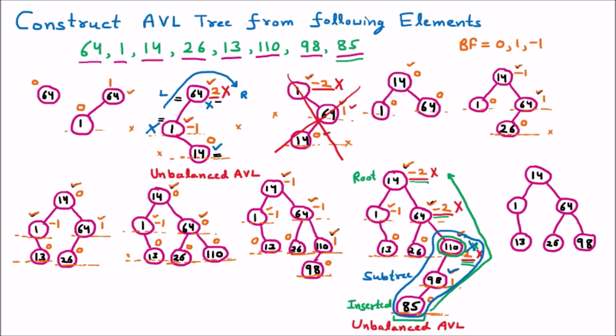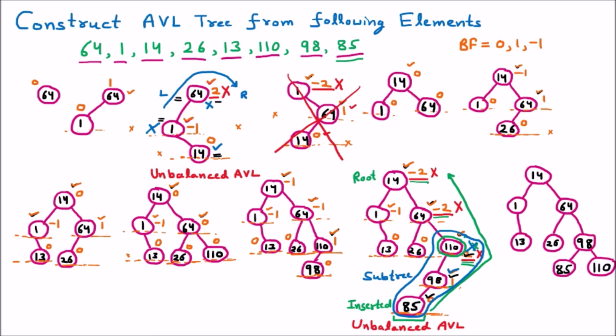Now after giving the chance to 98, there are two nodes remaining. One is 110, and 110 will come on the right hand side of 98. So here I am attaching 110 at the right of 98. The other remaining node is 85, and 85 will come at the left of 98 because 85 is less than 98. So here it is coming on the left hand side of 98. Here 110 was not following the criteria, and we have given the chance to 98 to rotate this.